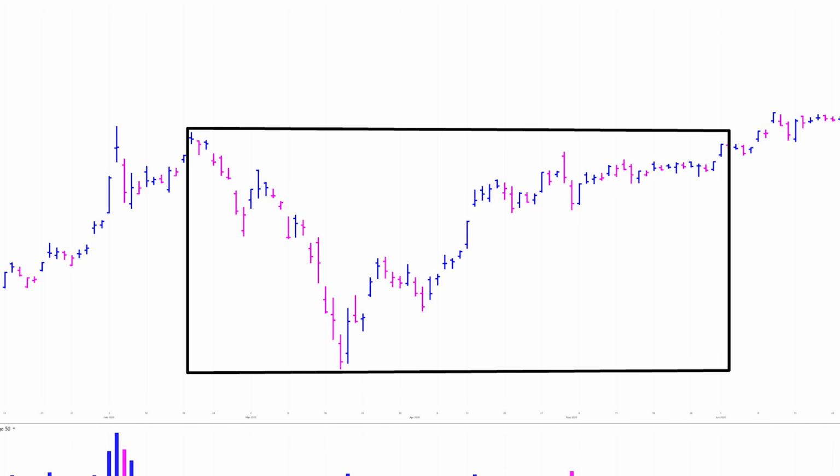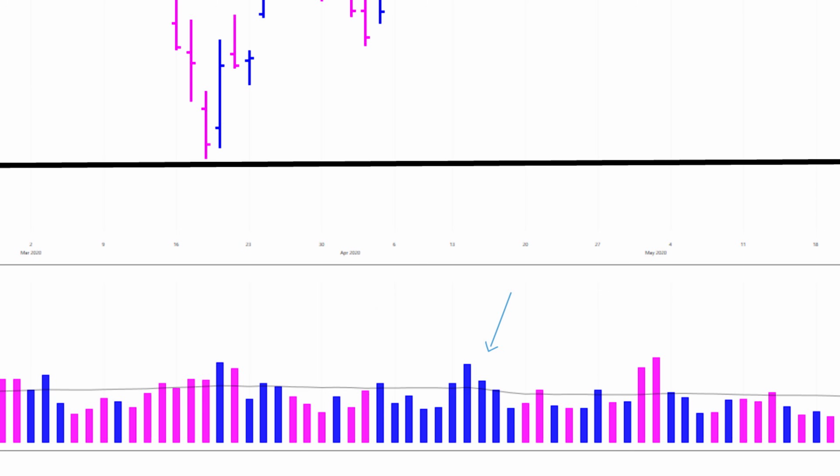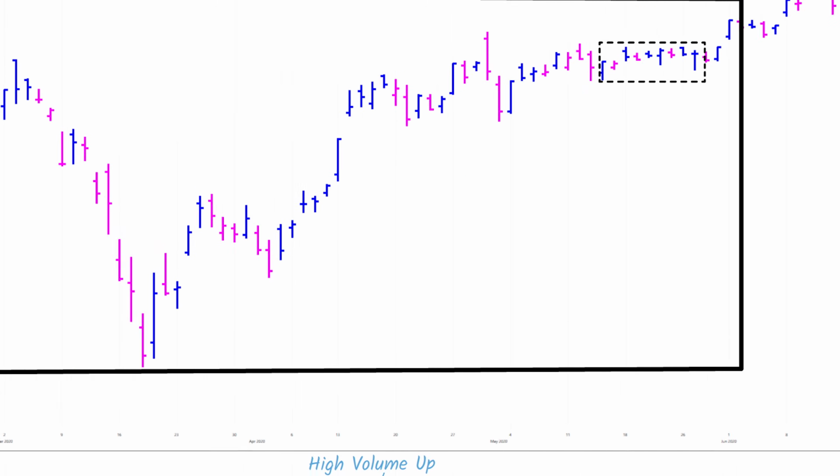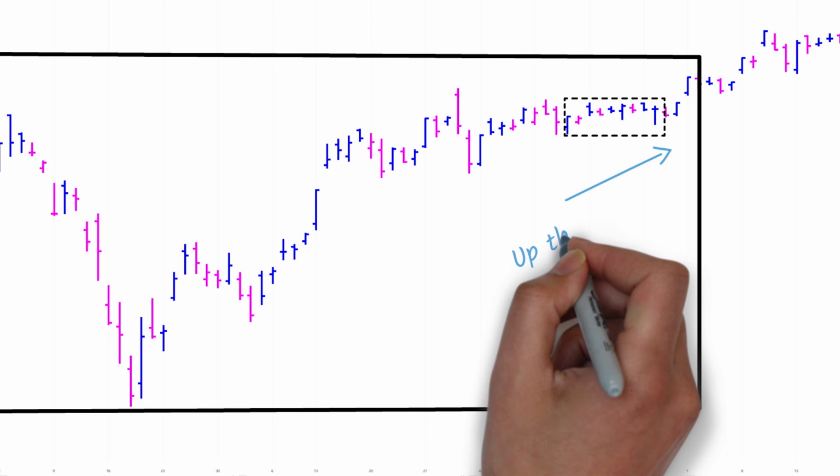I like to look for a strong prior move and signs of institutional accumulation, such as high volume up days. Then I wait for a consolidation with a clear pivot point up the right-hand side of a base. How to trade using pivots.